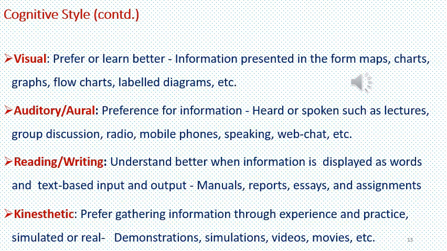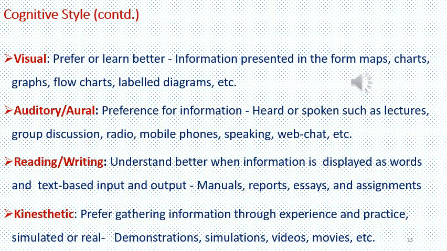According to the theory, visual learners prefer or learn better when information is presented in the form of maps, charts, graphs, flowcharts, labeled diagrams, etc. Auditory or oral learners have a preference for information that is heard or spoken, such as lectures, group discussion, radio, telecasts, mobile phones, etc. Reading and writing learners understand better when information is displayed as words and text-based input and output. This includes all forms, but especially manuals, reports, essays, and assignments.